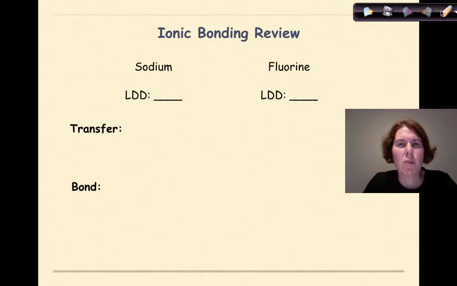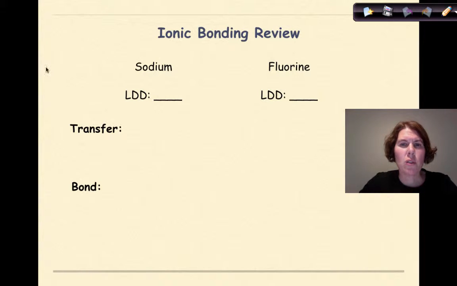Before you go into the back of the room and start going through the carousel, I'd like to go through one more time how to form an ionic bond. When you get to the back of the room, you're going to be presented with two elements. The first thing you need to do is look at the two elements and figure out which one's the metal and which one's the nonmetal.